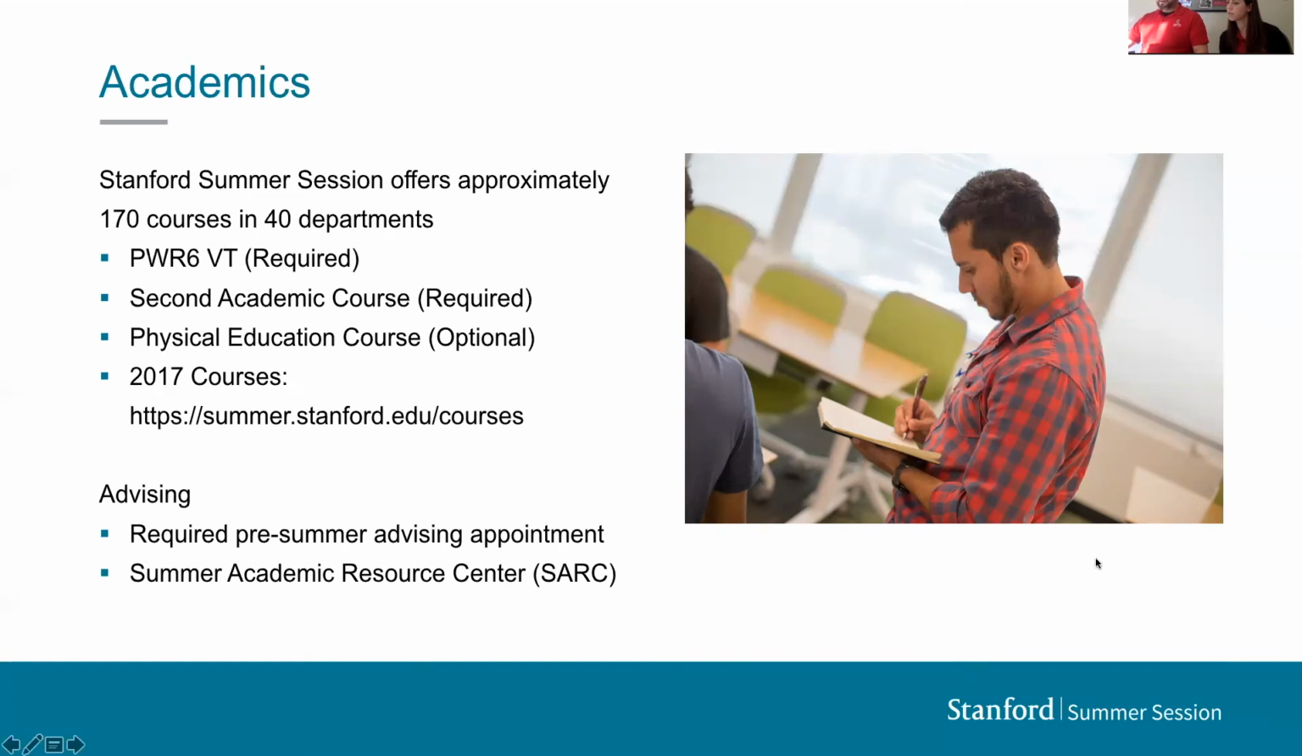Jimmy, yes, everyone will take one course together, that PWR 6. It's a college level writing course that's actually designed for the veterans, and we have some really great topics that we're looking at right now. You'll get to choose the second academic course from the list of 170 courses on your own, based on your interest, your degree program, that kind of thing. And if you want to take an additional PE course, you can as well.